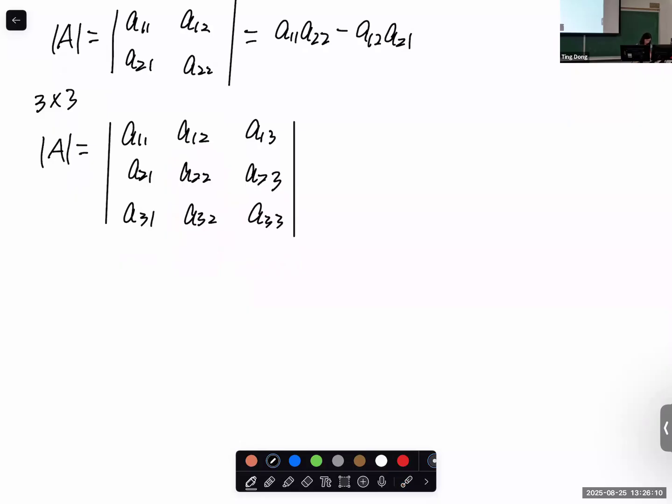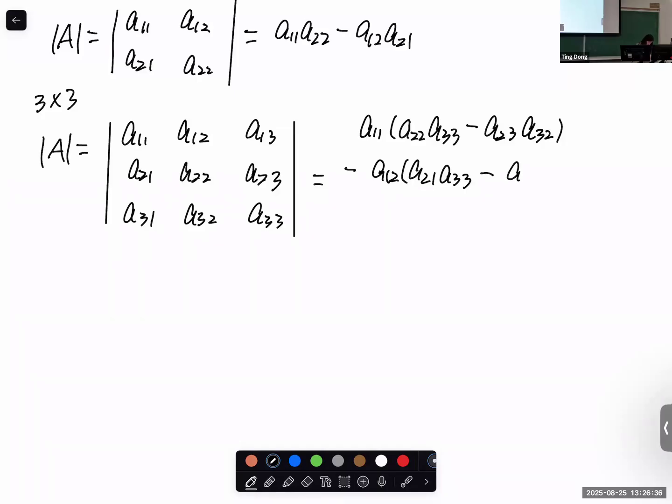Let me write quickly here. The first term, A11, 2, 2, 3, 3, 2, 1, 3, 3 minus 2, 3, 3, 1. And the third term becomes positive again, 1, 3, and we have 2, 1, 2, 2.